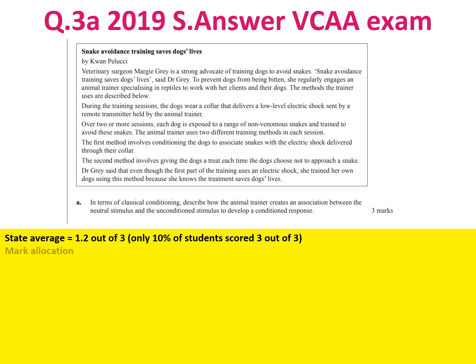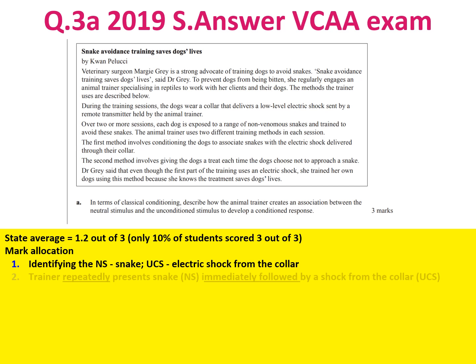So in terms of the marking guide, 1 mark for simply identifying what the NS and the UCS was. That's specified in the question in terms of the NS and the UCS. So that's a command. These are command terms. So the NS was the sight of a snake and the UCS was getting zapped from the collar. 1 mark for that combination.